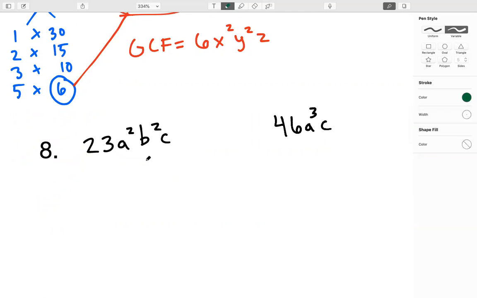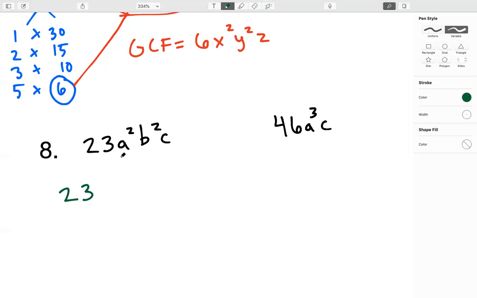Assuming you've tried. So maybe you're getting really good at finding the GCF of numbers, but that's the first thing we're going to do. 23 and 46. Well, you should know that you can divide 46 by 23 and you get 2. So that must mean that the GCF of the numbers is 23. Okay, so the GCF of the numbers is 23.